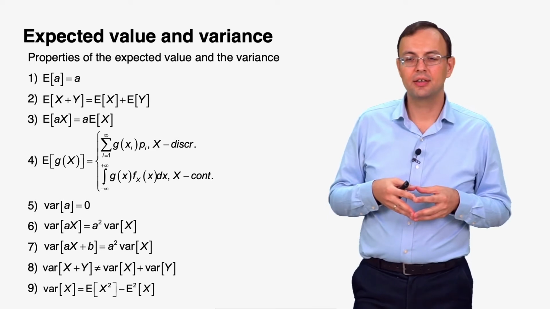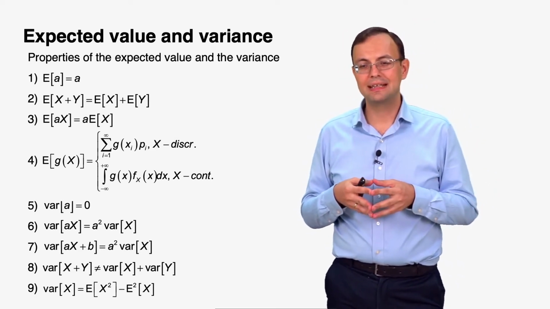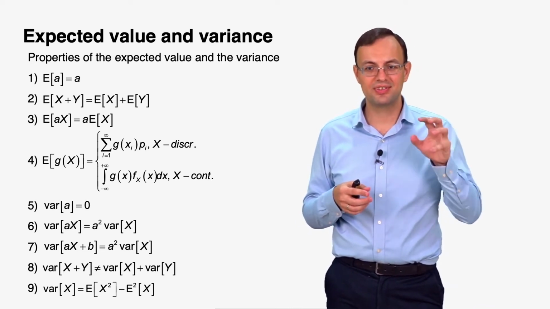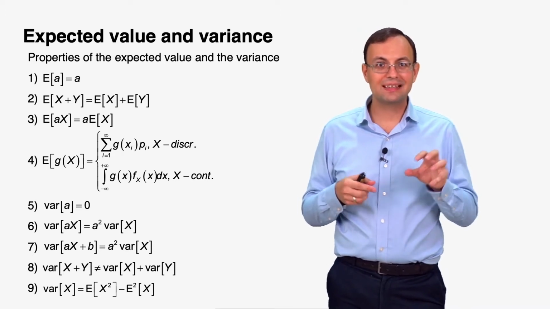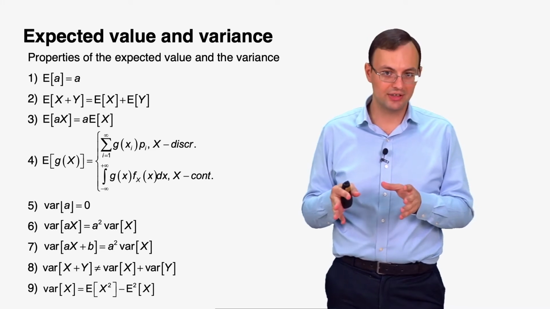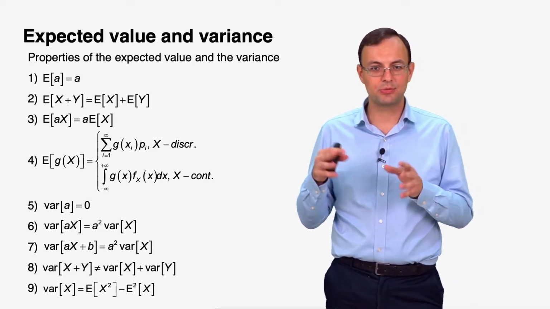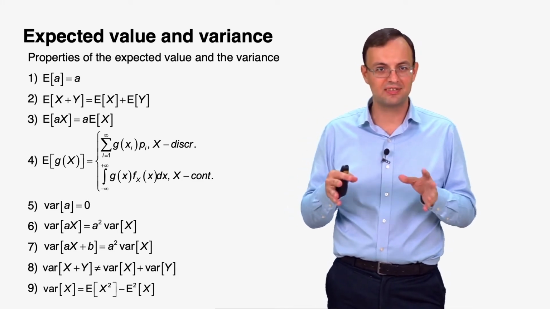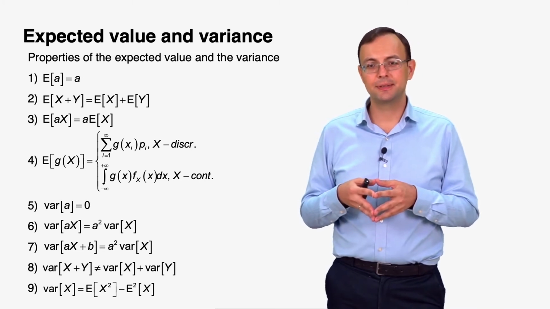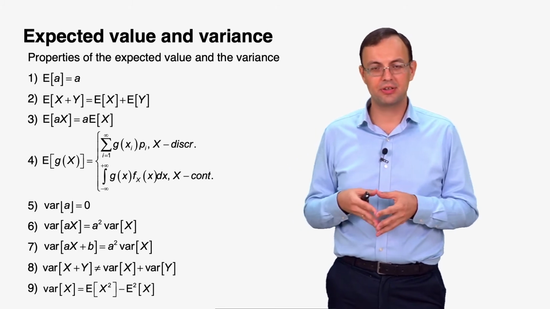And the last property you should know is that the variance of a sum is not always equal to the sum of variances. Actually, sometimes it is. So in some particular cases, there is an equality. In some particular cases, variance of x plus y is equal to variance of x plus variance of y. But in general, it is not so. And we will discuss this later. So what are these particular cases?